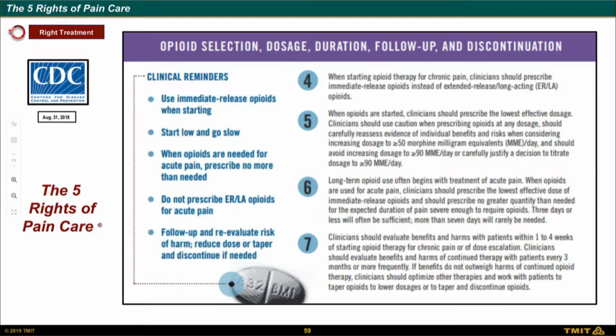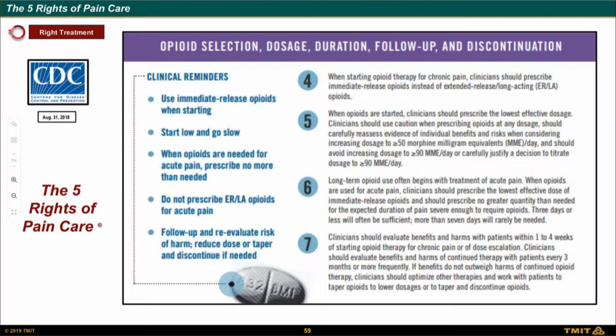Gone are the days when we call medications in. And I think that there's actually a benefit to this because it can help us titrate in a more safe manner. When opioids are needed for acute pain, prescribe no more than needed. I think in the past, physicians got in trouble because they prescribed large doses and patients used a small quantity, and then had medication sitting around that could be diverted or potentially abused at a later date.